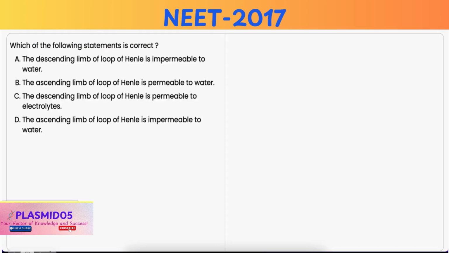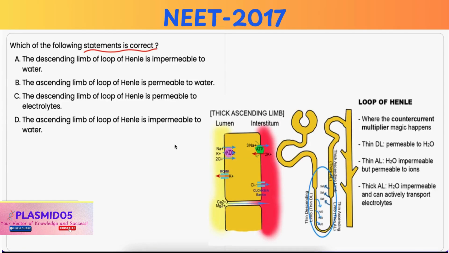In this question, you have to identify the correct statement. Option A, the descending limb of loop of Henle is impermeable to water. It is incorrect because the descending limb of the loop of Henle is highly permeable to water, allowing water to move out of the tubule into the surrounding medullary interstitium, thus concentrating the filtrate. Hence, it is incorrect. Option B, the ascending limb of loop of Henle is permeable to water.